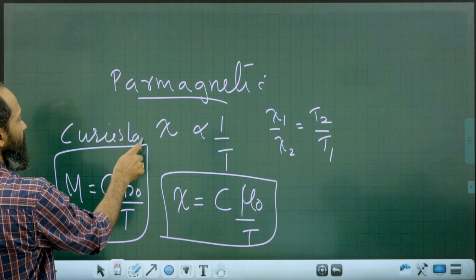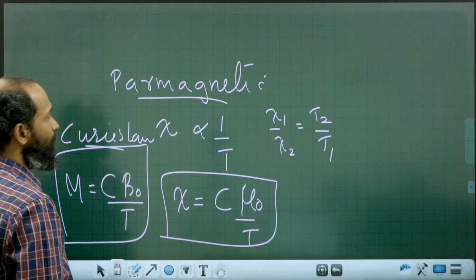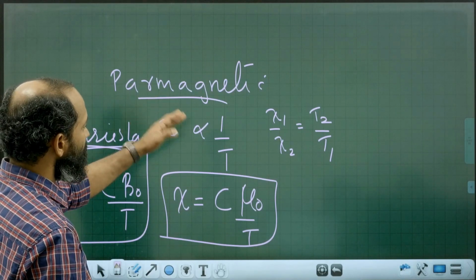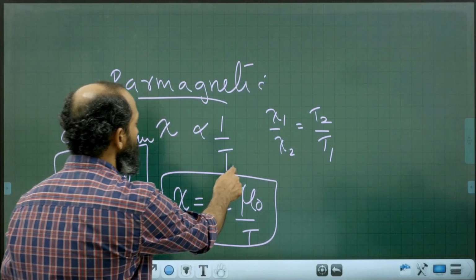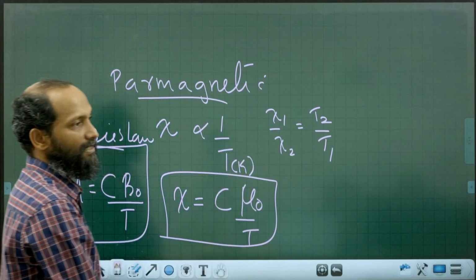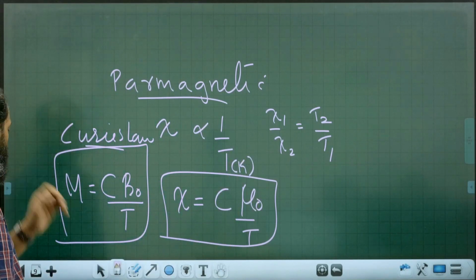These are the important equations of this chapter, and this law is called Curie's law. Earlier one was the Curie-Weiss law. This is Curie's law: susceptibility varies inversely with the temperature. Temperature should be measured on the Kelvin scale. If temperature is given in degrees Celsius, convert it into Kelvin.